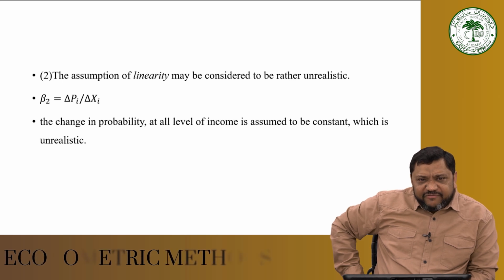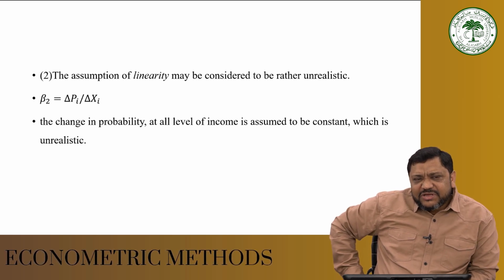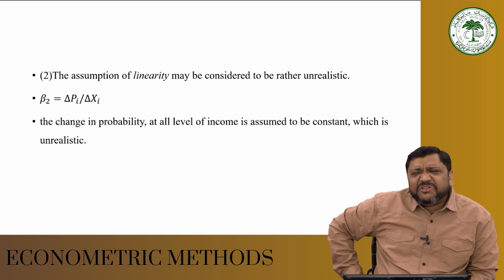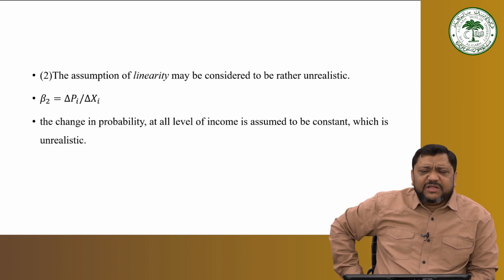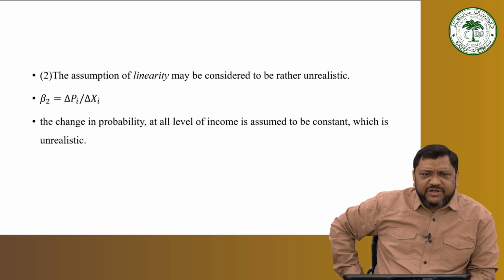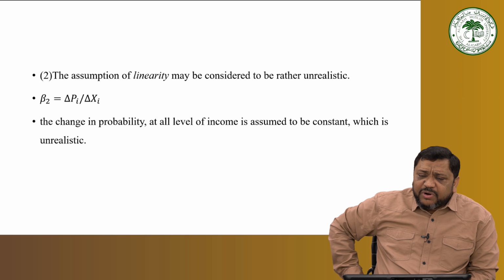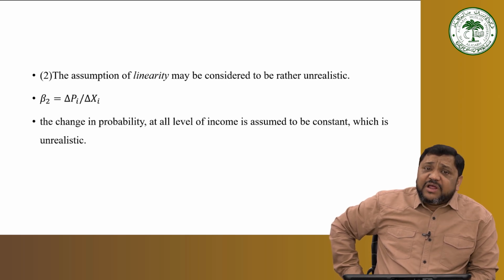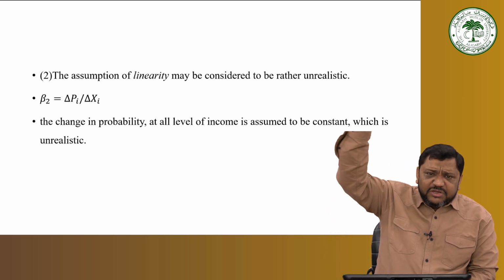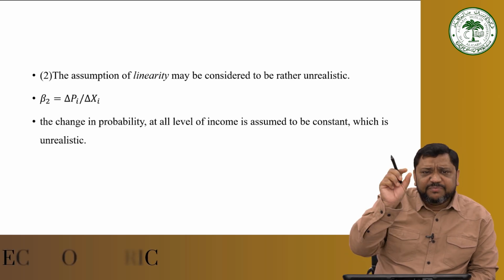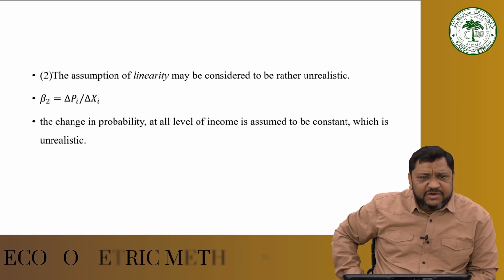Now assume a case like having a car. A person has, say, an income of 50,000 or 60,000. Then theoretically the chance is very poor that this person will have a car. But when there is a person whose income is say 2 lakh rupees or 3 lakh rupees, then there will be a certain probability of him having that car.